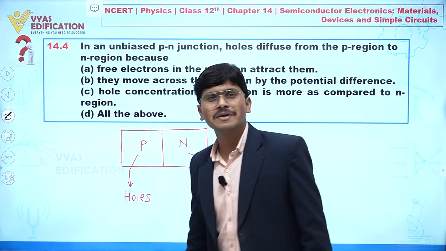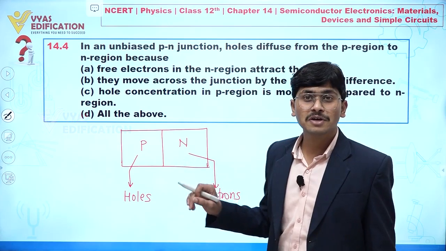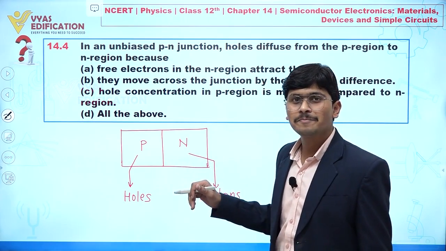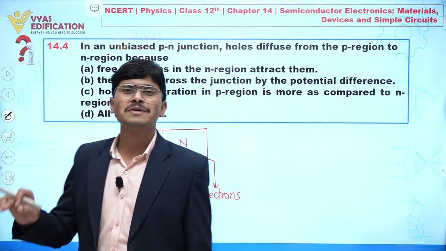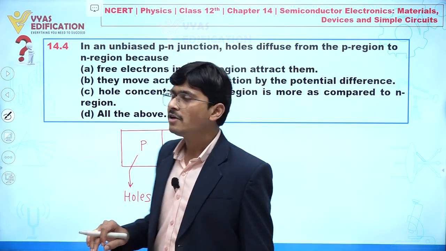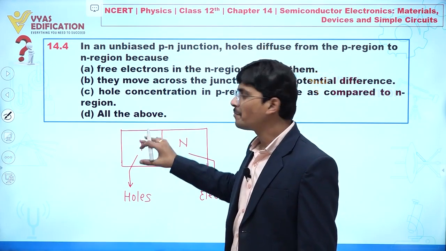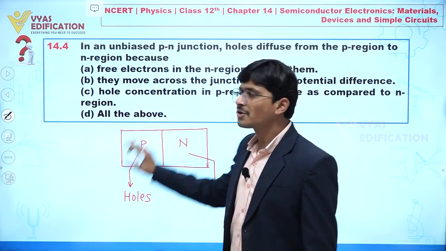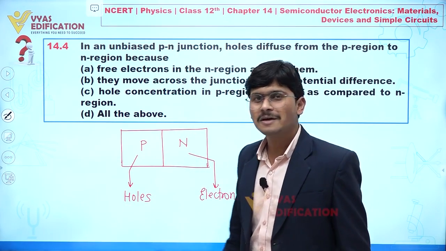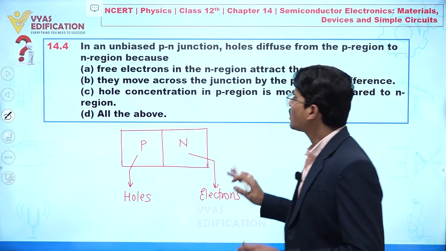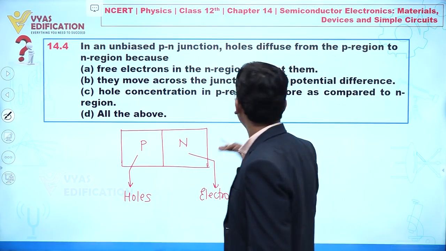In n-type semiconductor we have electrons as the majority charge carrier, and on the p side the electrons are present in minority form. It means the concentration of electrons on the n side is more compared to p. So some electrons jump to the p side. Directly you can say the hole concentration in the p region is more as compared to the n region.